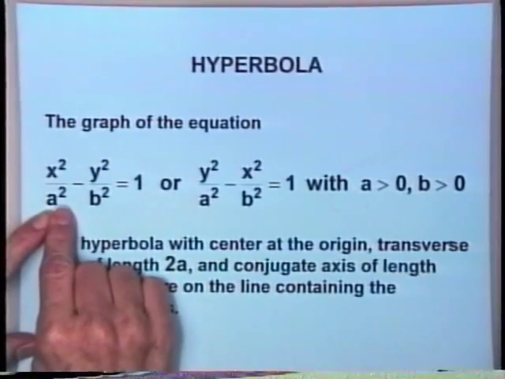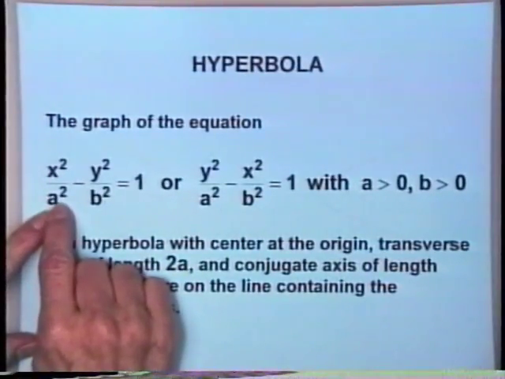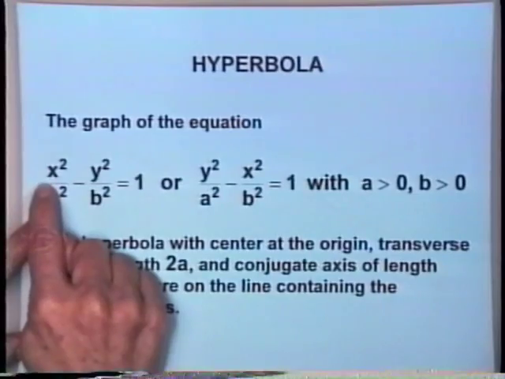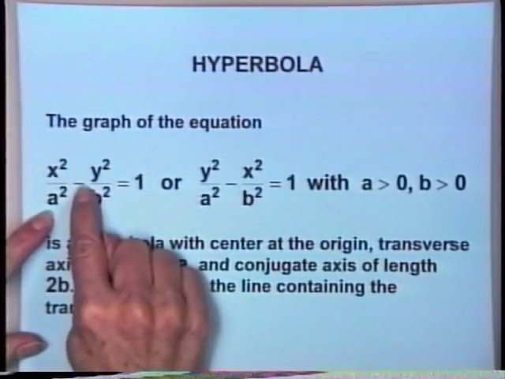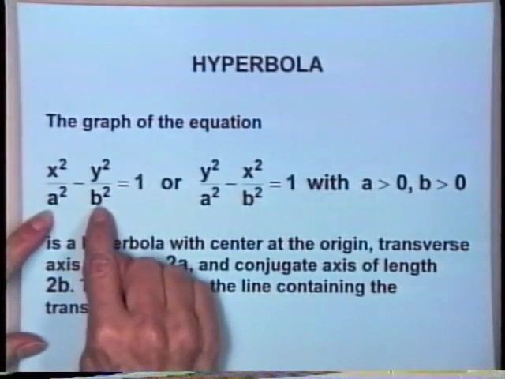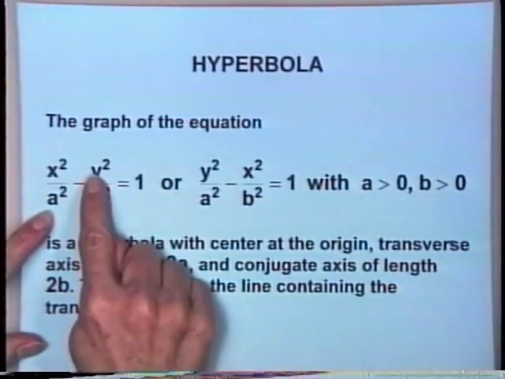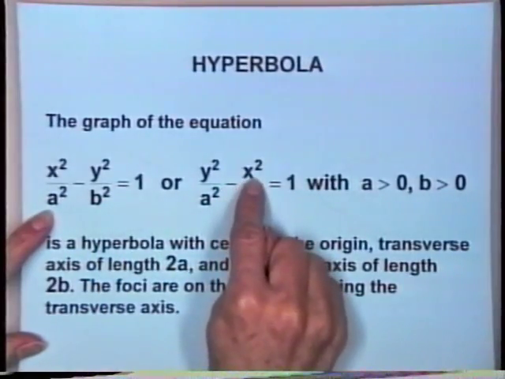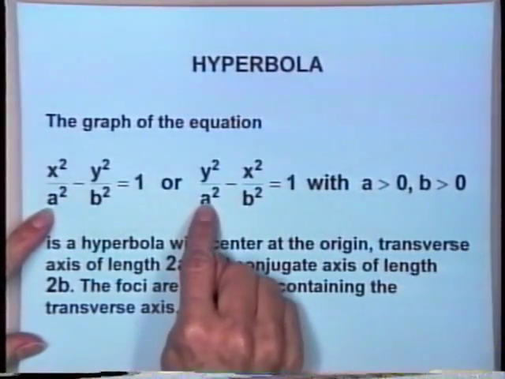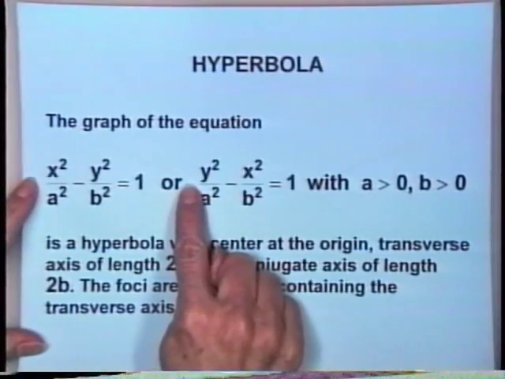Here we identify a by which number is under the term that is in front with a plus sign, if you will, understood to be there. Notice the term that is being subtracted always has b under it. Sometimes we're subtracting the y squared, sometimes we're subtracting the x squared. So a will be the number under the positive term in the equation of our hyperbola.